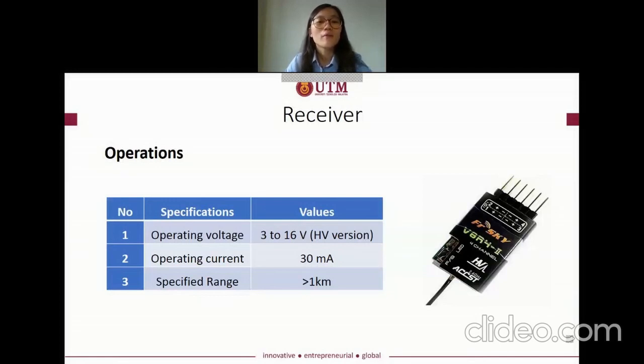Although the receiver can operate at a high range of wattage, the voltage supplied to the receiver is only 5 volts. This is because the battery elimination circuit in the ESC reduces the battery voltage to 5 volts to prevent short circuit of the receiver. The operating current is important when calculating the endurance of the aircraft. The operating range indicates the distance of the transmitter signal that can be received. In short, the larger the range, the more effective the receiver.